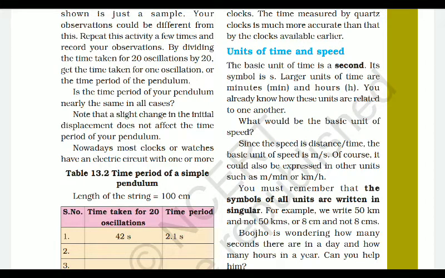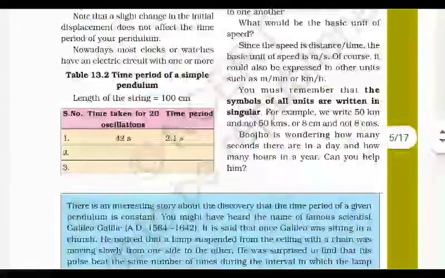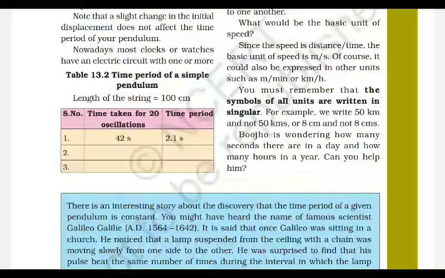You must remember that the symbols of all units are written in singular. For example, we write 50 km, not 50 kms, or 80 cm, not 80 cms. Paheli is wondering how many seconds there are in a day and how many hours in a year. Can you help her?